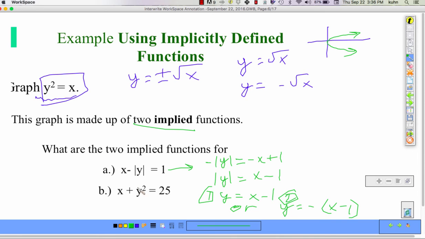And the last one is very similar to the one that we have up here. If you subtract x and then take the square root, you're going to get y equals plus or minus the square root of 25 minus x. Well, if you're going to do the positive and the negative, you're going to get two different values, two implied functions. So implicit just means that there's more than one. I think there's a couple of these in your homework. You're looking for solving for y and writing what the two functions would be.